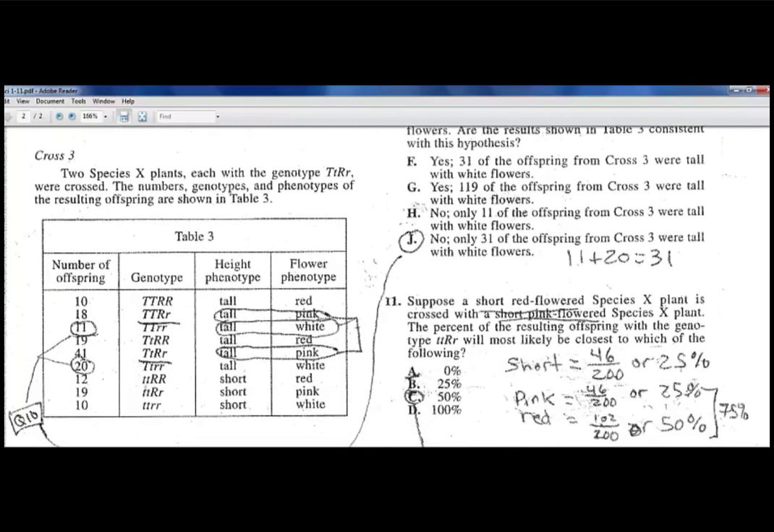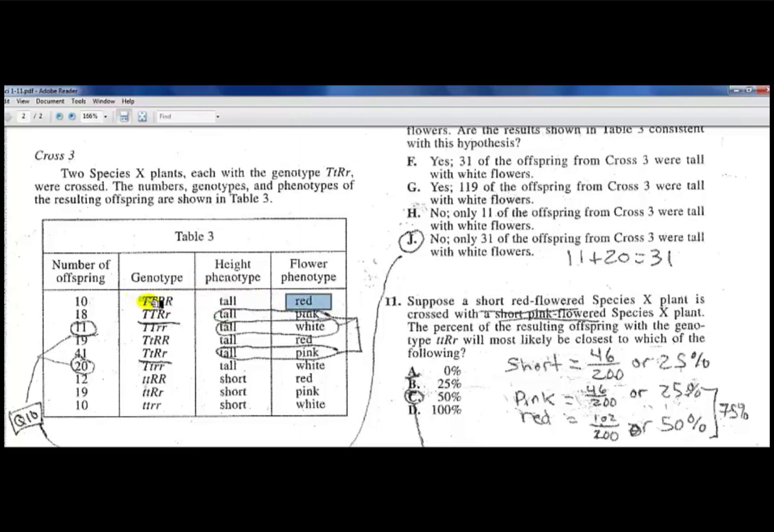Here in the experiment, we find cross 3, and we notice that in cross 3, table 3 is the information we're looking for. We're looking for tall pink flowers. What is the genotype makeup for that? When we come over here, we see that here is TTRR. They're all capitalized. And when we have capital T and capital R, which are dominant genes or alleles, we see that we have a tall phenotype and we have a red phenotype.